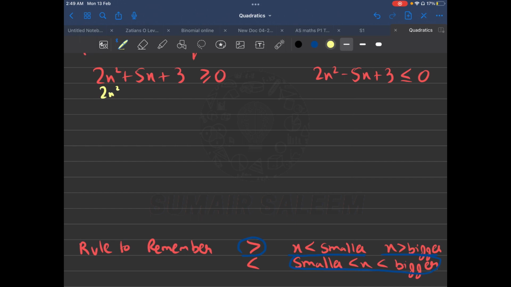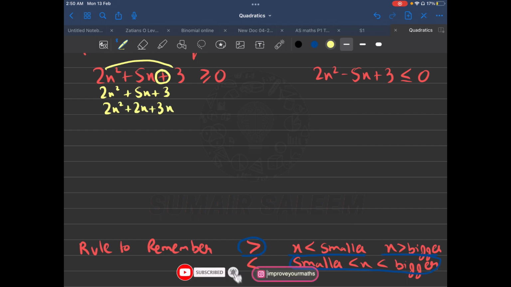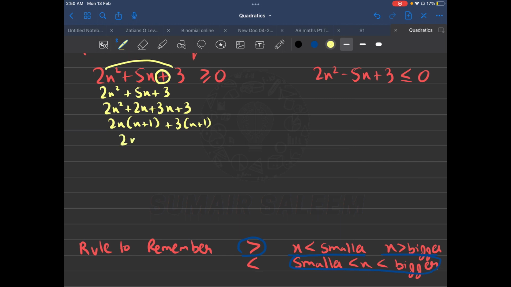2x square plus 5x plus 3. What am I supposed to do? 2 threes are 6. What are the factors of 6? 1 and 6, and 2 and 3. But what's the sign here? Plus. So I'm going to use 2 and 3. Got this? So take 2x common, x plus 1. Take plus 3 common, x plus 1. It's going to become 2x plus 3 and x plus 1 equal to 0. One x is minus 1 and the other x is what? Minus 3/2.